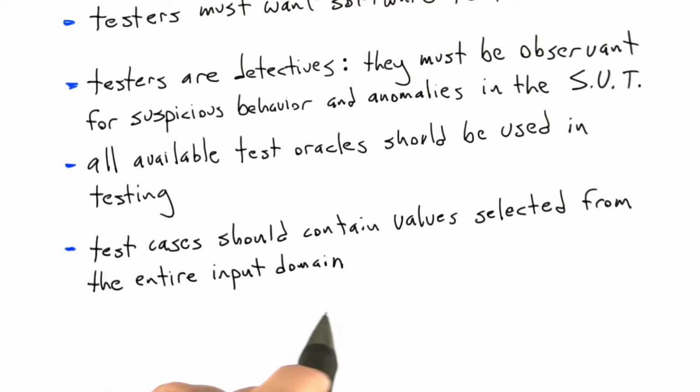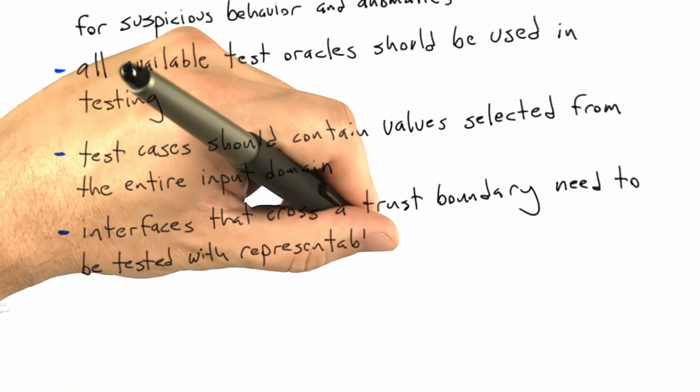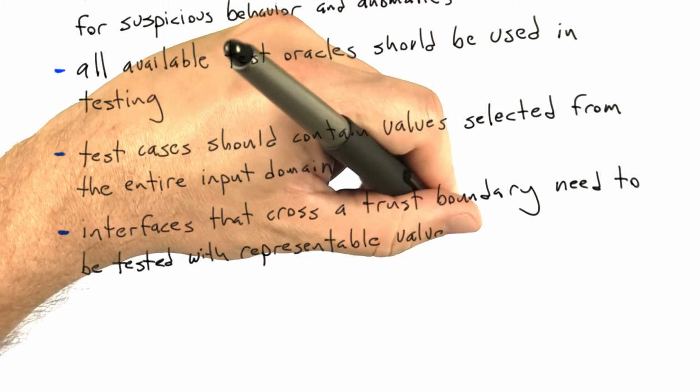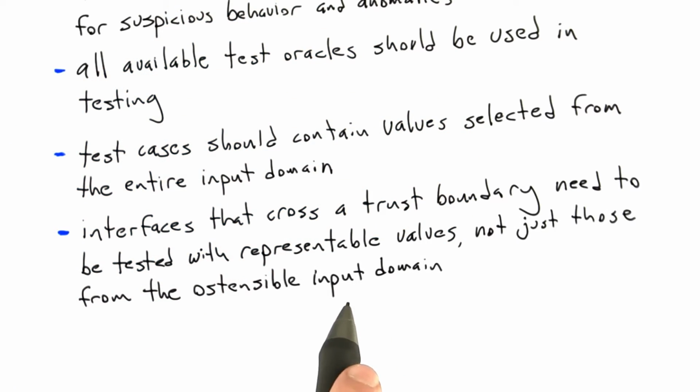Test cases should contain values selected from the entire input domain. And if there's doubt about what exactly that domain is, this is something that would be good to hash out with the developers. Interfaces that crossed a trust boundary need to be tested with all representable values, not just those from the ostensible input domain.